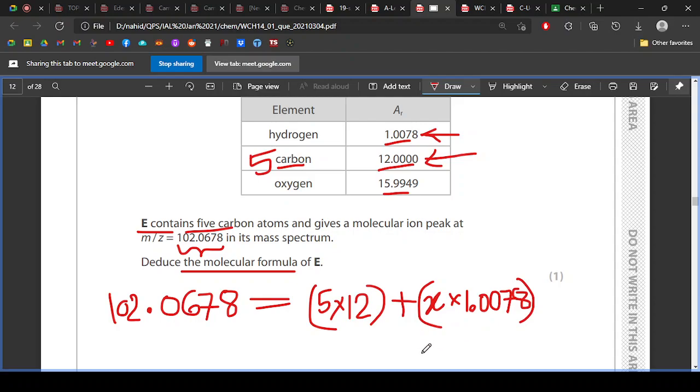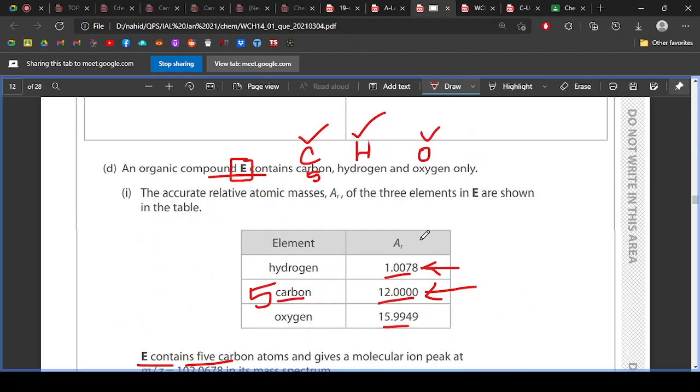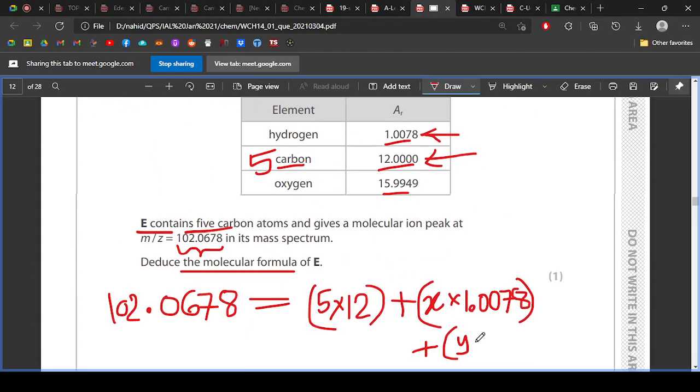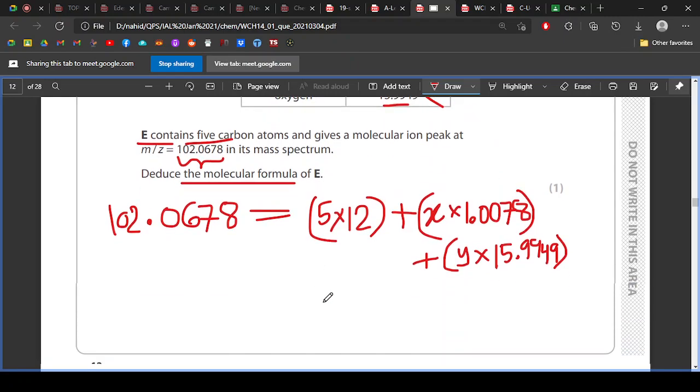Do you understand what I'm saying? Apart from hydrogen there's also oxygen. So let's say there are y number of oxygens. I'm using x and y because I don't know how many oxygens there are. That is why I'm multiplying y by the mass of each oxygen, 15.9949. So can you try to figure out suitable values of x and y such that the total mass is this value?